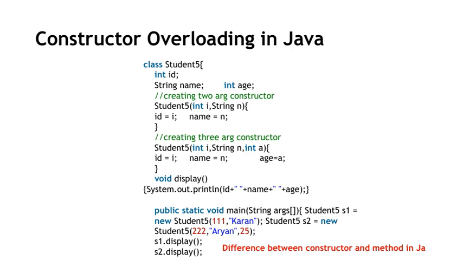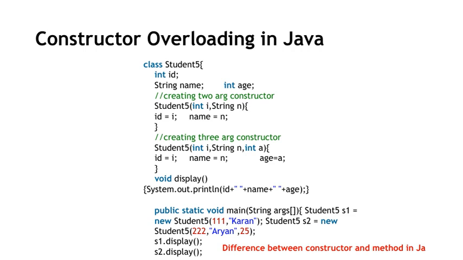This is the core idea of constructor overloading, having multiple constructors with different parameter lists, allowing us to create objects in different ways depending on what information we have. In the main method, we create 2 instances of Student5. The first, S1, uses the 2-argument constructor, so only the ID and name are set. The second, S2, uses the 3-argument constructor, setting all 3 fields.